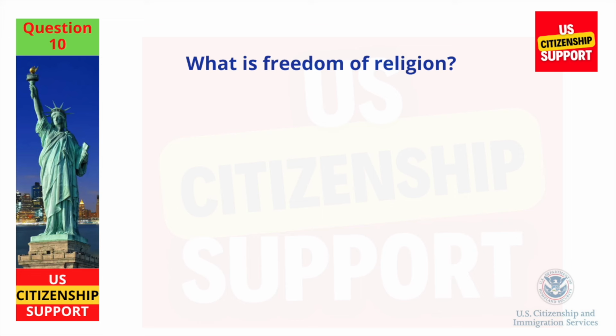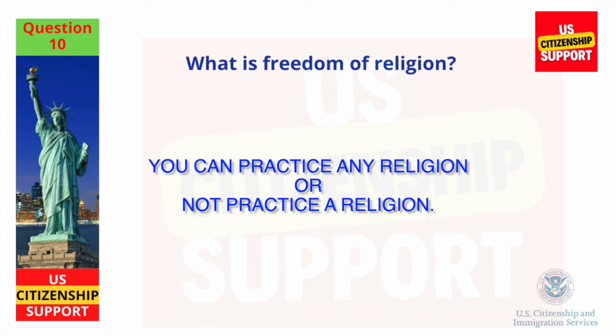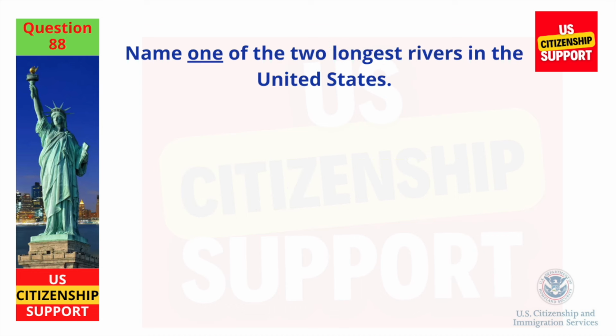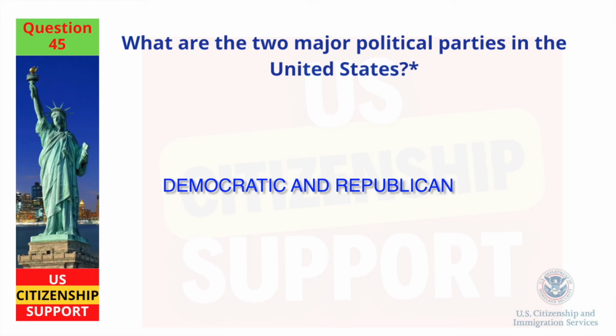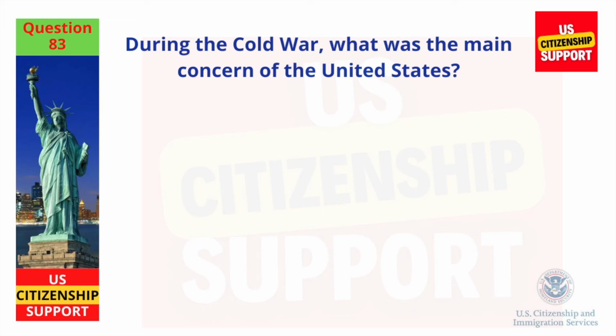What is freedom of religion? You can practice any religion or not practice a religion. Name one of the two longest rivers in the United States. Missouri River. What are the two major political parties in the United States? Democratic and Republican. During the Cold War, what was the main concern of the United States? Communism.